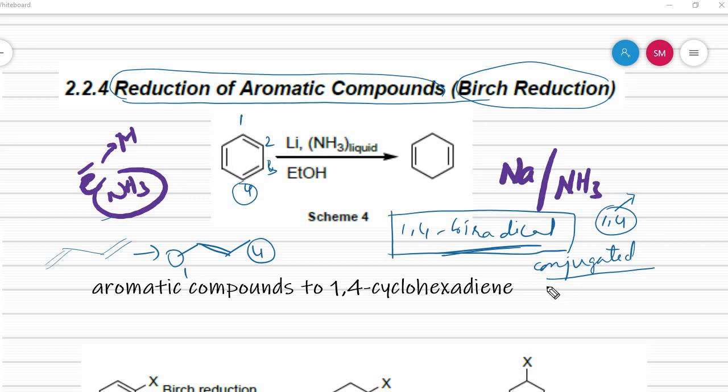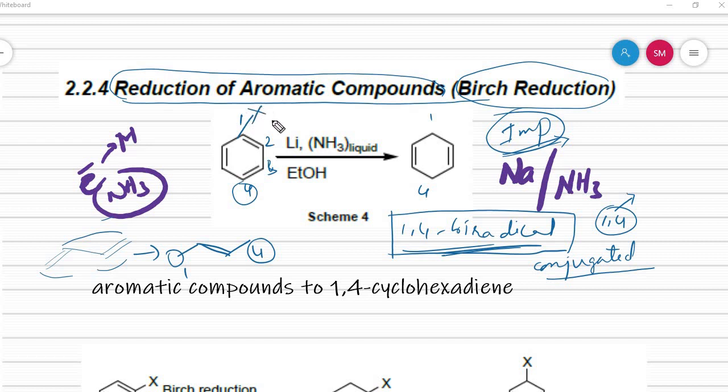We saw this in the last class in the reduction of alpha beta unsaturated carbonyls and alpha beta unsaturated olefins. Now we're also going to see the mechanism. 1,4 biradical systems are generated, so 1,4 hydrogenation or 1,4 reduction is going to happen. This is one of the most important reactions, the most focused area for all entrance examinations, because it has specific rules to give the products based on the substrate and the ring.